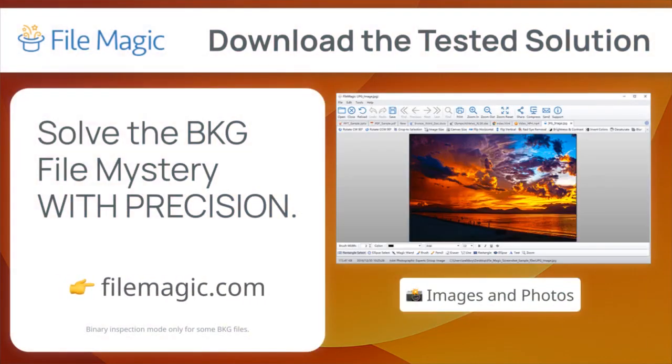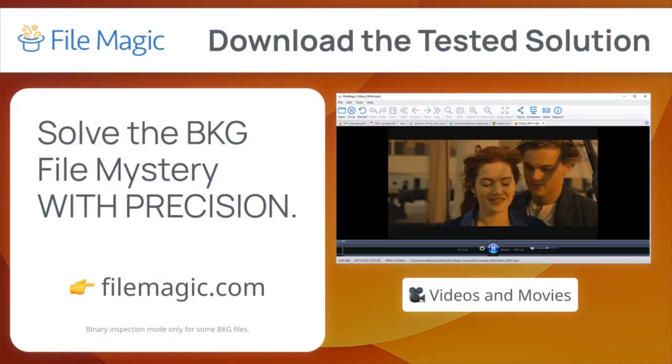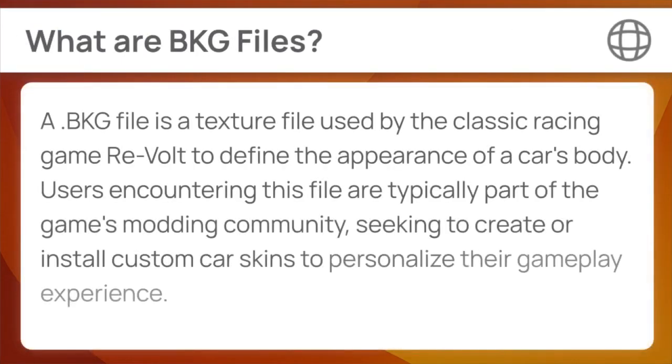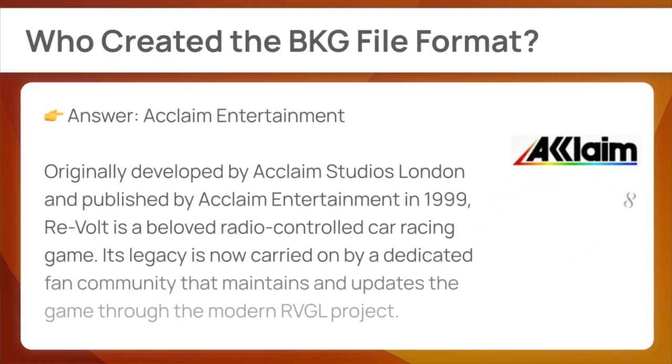I'll introduce the single most powerful BKG inspection tool that can address this entire problem, along with virtually every other file type you encounter. A .bkg file is a texture file used by the classic racing game Revolt to define the appearance of a car's body. Users encountering this file are typically part of the game's modding community, seeking to create or install custom car skins to personalize their gameplay experience.